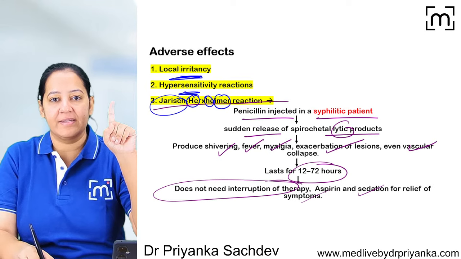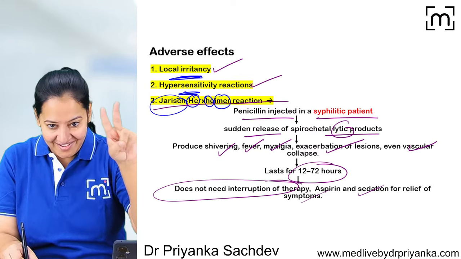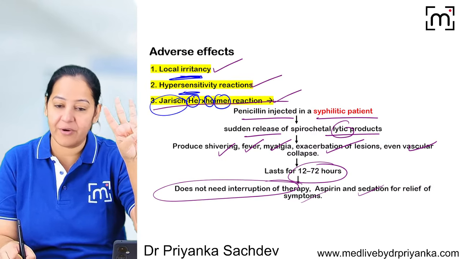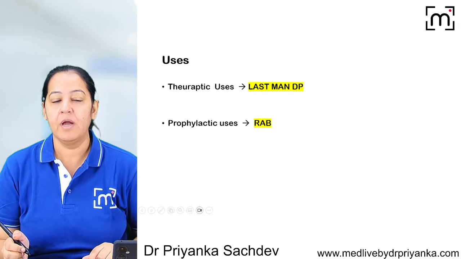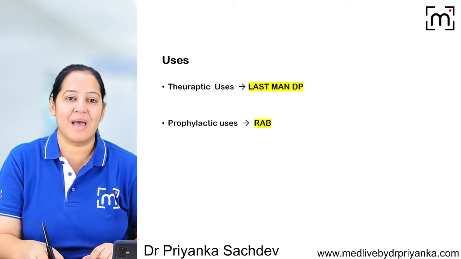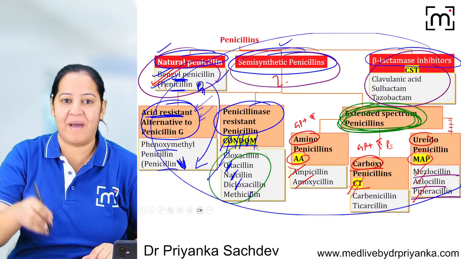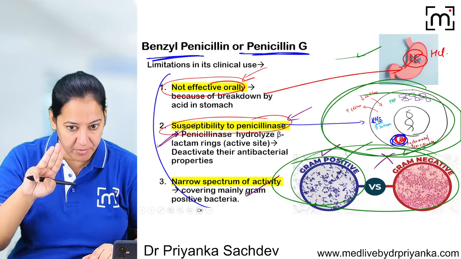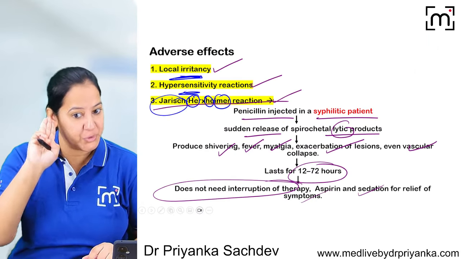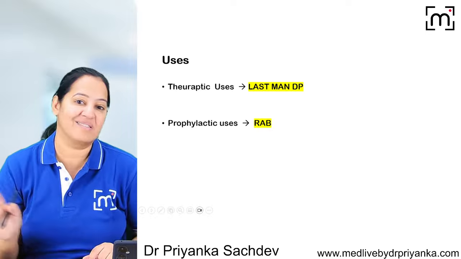So the three side effects are local irritancy, allergy, and Jarisch-Herxheimer reaction. The most important is Jarisch-Herxheimer reaction, on which maximum questions come. Now, what are the uses? I'm talking about the first penicillin, the natural penicillin. So I taught you three problems, three shortcomings, three side effects, now uses. The last thing is the uses.